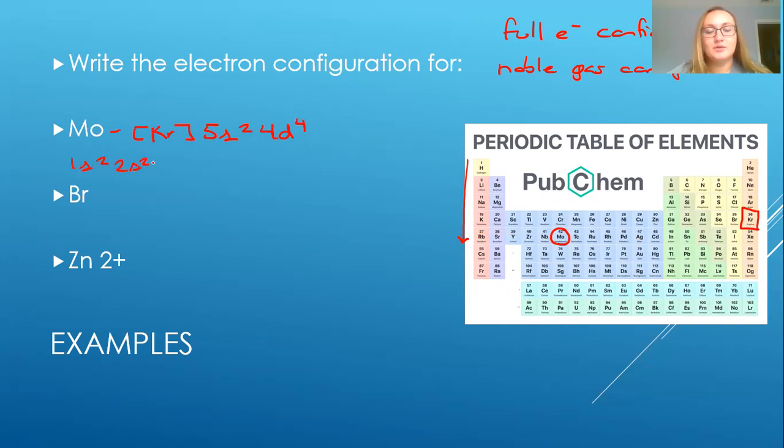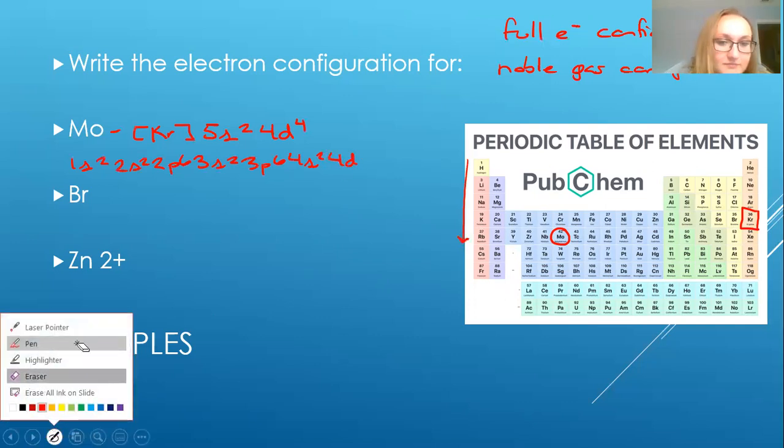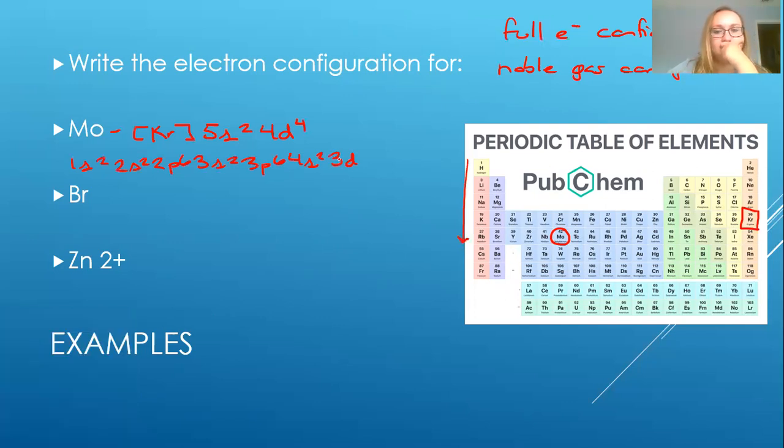So much easier than writing out 1s2, 2s2, 2p6, 3s2, 3p6, 4s2, 3d10, 4p6, and that, so all of this, that just got us to krypton. And it's contained in that little bracket. And then we get to our unique stuff.